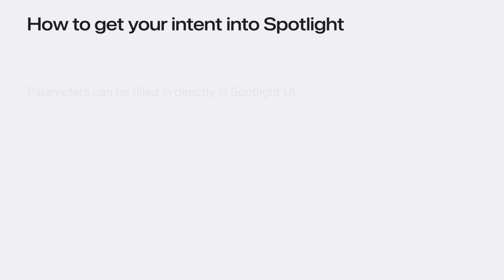Spotlight is all about running things quickly. To do that, people need to be able to provide all of the information your intent needs to run directly in Spotlight. Let me go over how to do that. First, the parameter summary, which is what people will see in Spotlight UI, must contain all required parameters that don't have a default value. If you have an intent that doesn't have any parameters like that, you don't need to provide a parameter summary. Spotlight can fall back to showing the title of the intent instead.